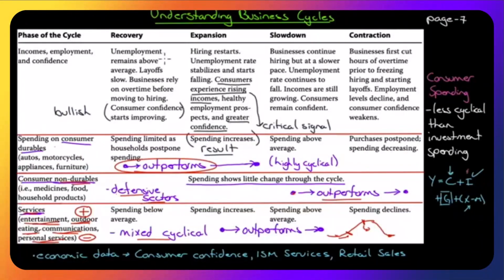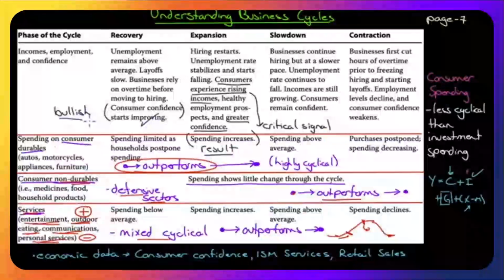In the recovery, we have seen this. Unemployment remains above average. Layoffs slow down. Businesses rely on overtime before moving to hiring. Consumer confidence starts improving. That's a very bullish indicator. When we see confidence improving, we feel better about moving into equities, because if my confidence increases, I am more willing to increase my current period consumption as opposed to saving for some future uncertain time.